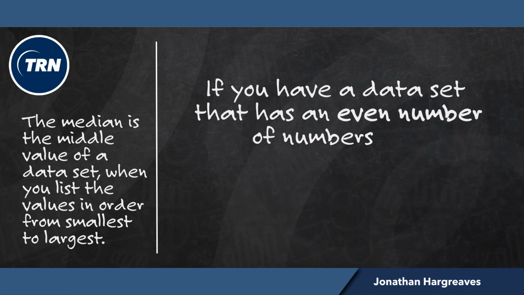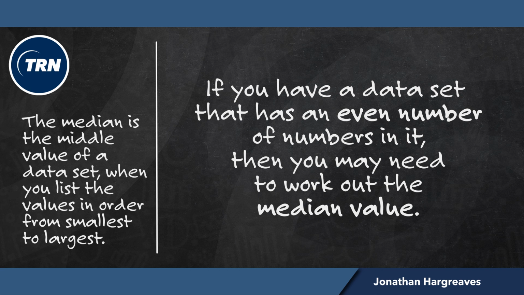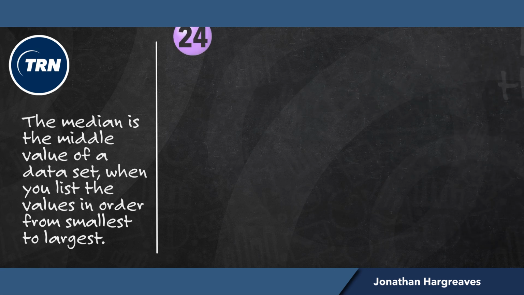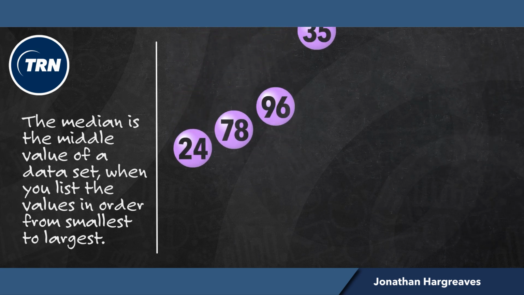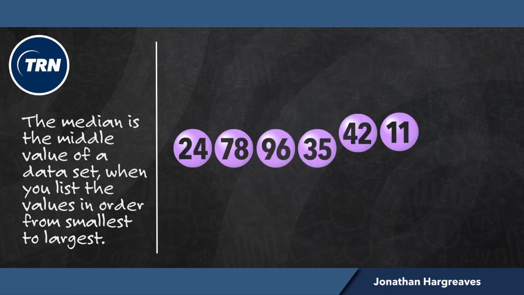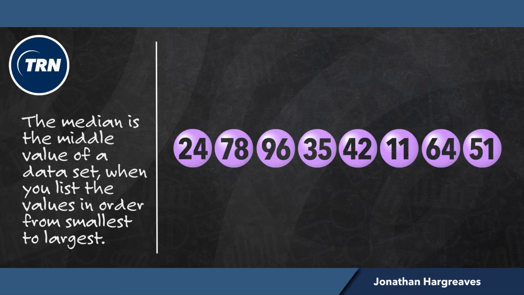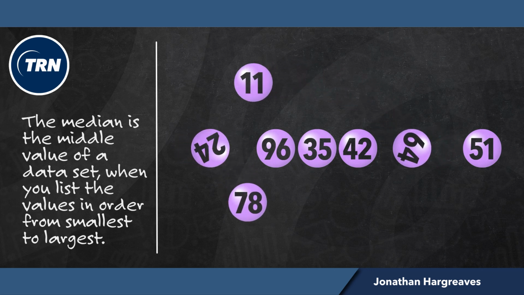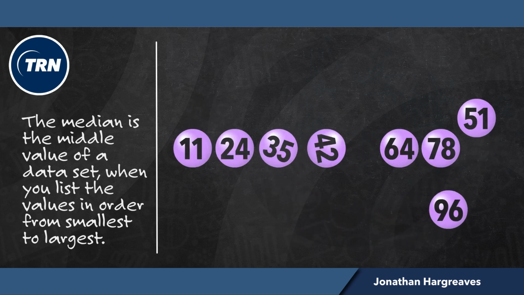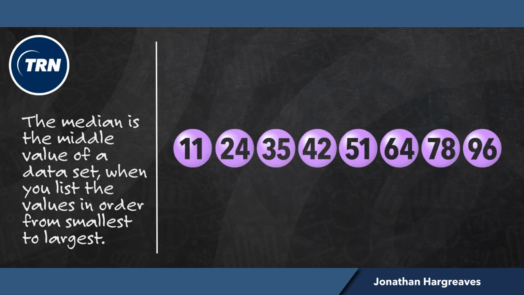If you have a data set that has an even number of numbers in it, then you may need to work out the median value. So let's have a look at another example. Let's write the figures: 24, 78, 96, 35, 42, 11, 64 and 51. Now let's put them in order from smallest to the largest, left to right. So let's write 11, 24, 35, 42, 51, 64, 78 and 96.